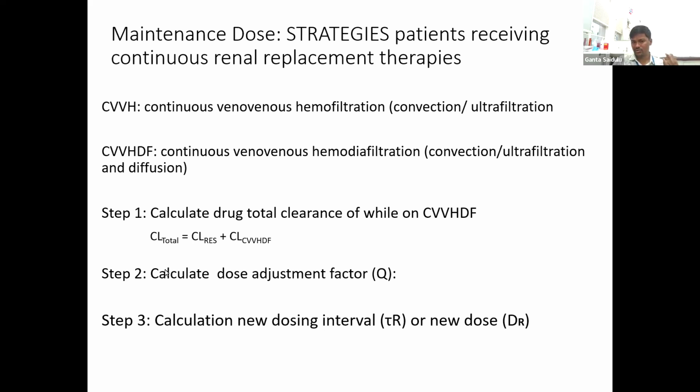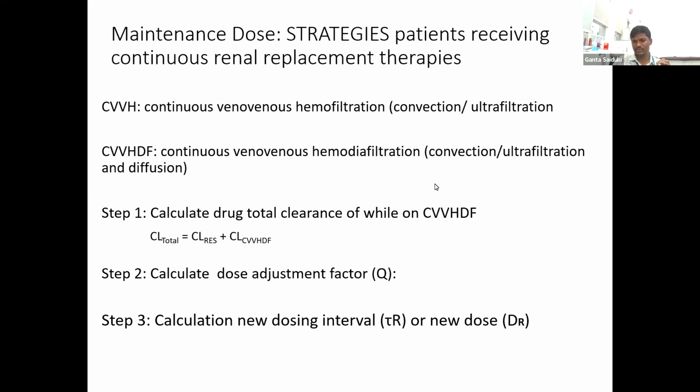Step two, you calculate the dose adjustment factor. The same thing we saw in dosing for CKD patients. The same formulas can be used to calculate the dose adjustment factor, and in step three we use the same formulas for the dosing interval or new dose calculation. Steps two and three are the same as what we discussed in the CKD section. You can use the same dose adjustment factor formulas and the same dosing interval formulas to calculate the new dose and the new dosing interval.